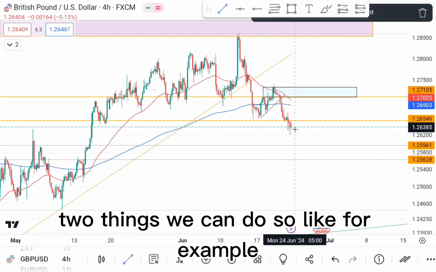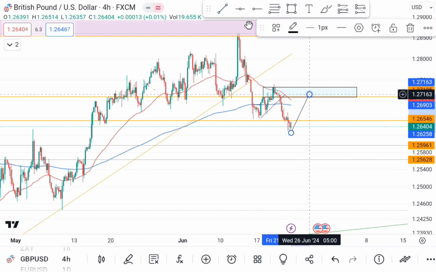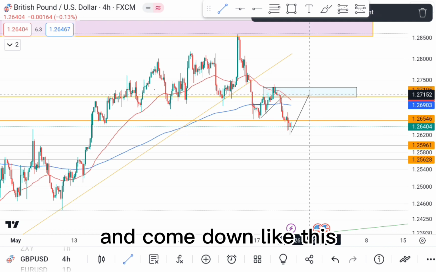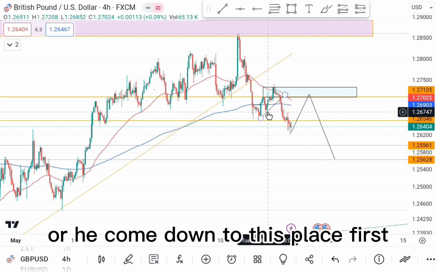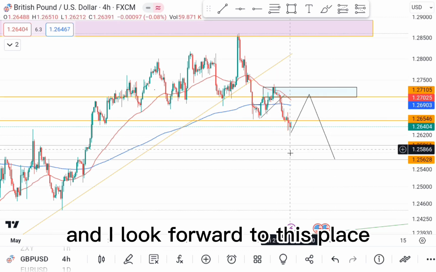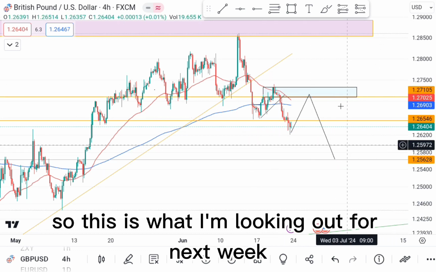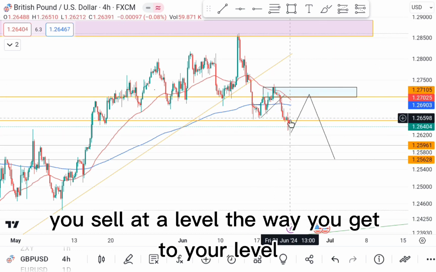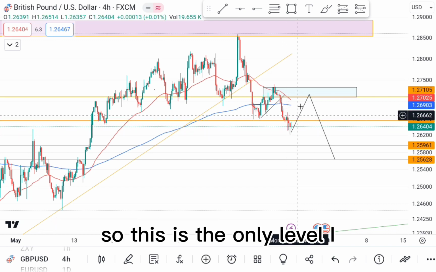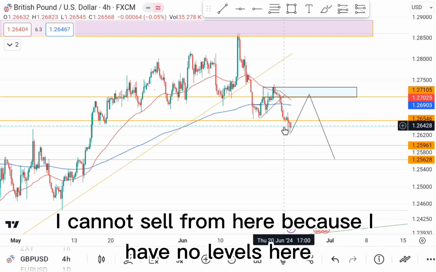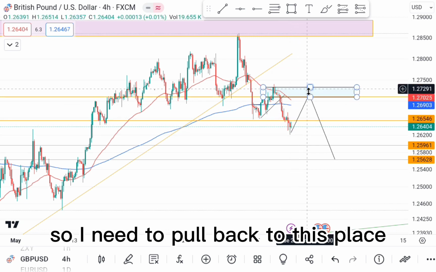For example, I'm expecting the price to give me this and come down like this. Or it comes down to this place first, then I'll look for a buy to this place, before coming down to this place. This is what I'm looking out for next week. You sell at a level, and when you get to your level, you don't just sell until you see a confirmation. This is the only level I have here. I cannot sell from here because I have no levels here. I just broke this level, so I need a pullback to this place.